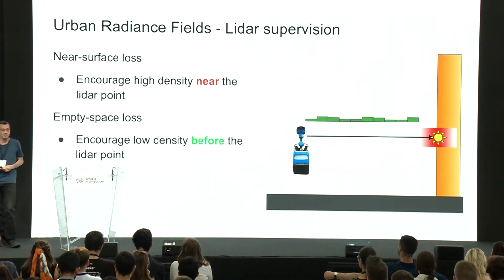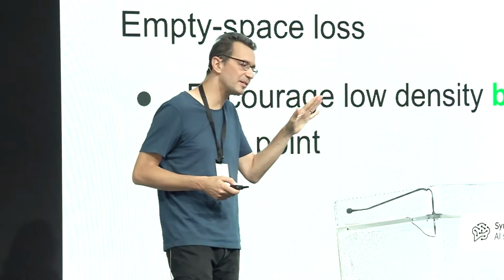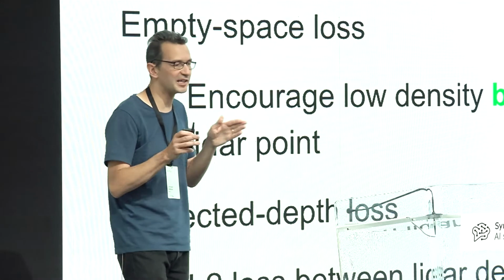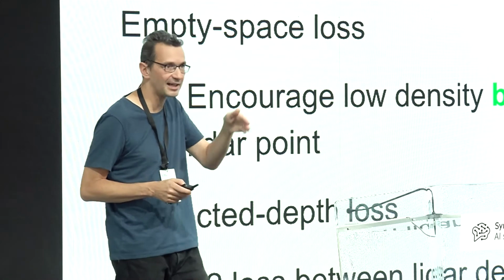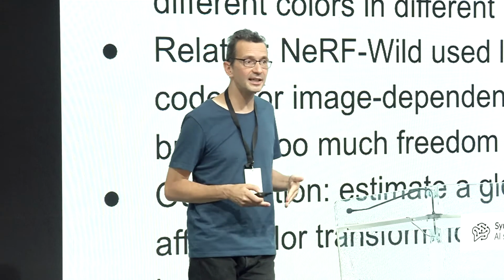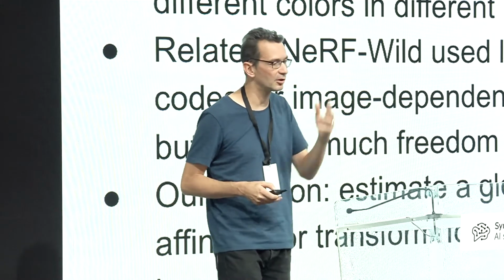And you can put this into your loss. You can say, well, before that point, please don't put any density. And after that point, whatever. And on average, try to put your average density mass exactly on the point. So that allows you to use the LiDAR during training, and then you can forget it at test time, you can draw any view.